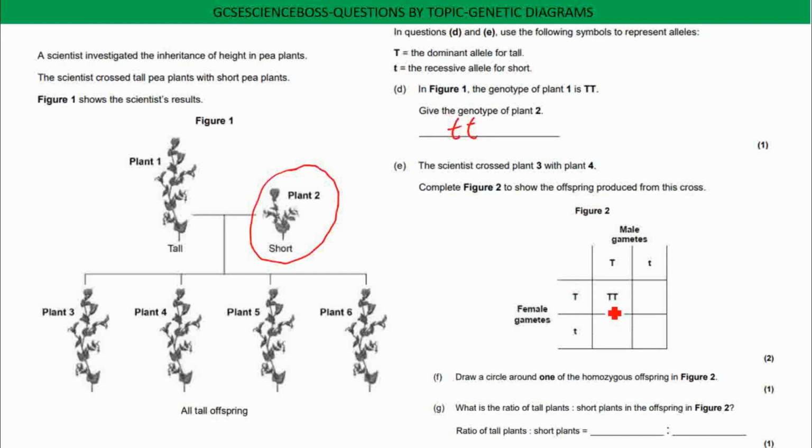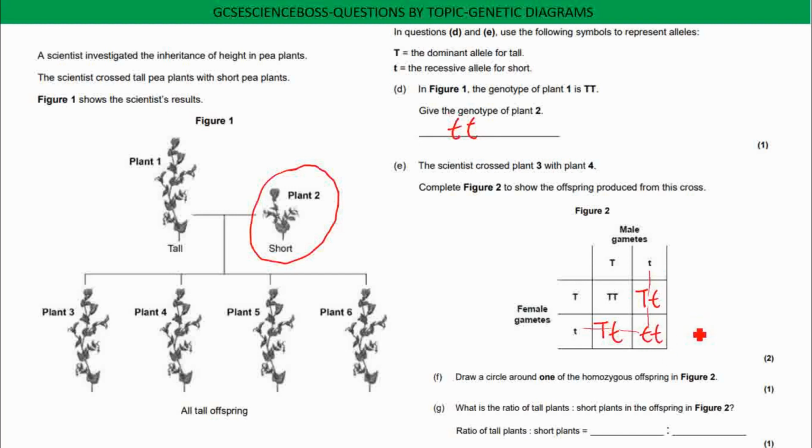Too easy. This is just too easy. You should be smiling when you see a question like this. So, big T, small t. Always write the capital letter first. Then this one you have big T, small t. And then you have small t there.